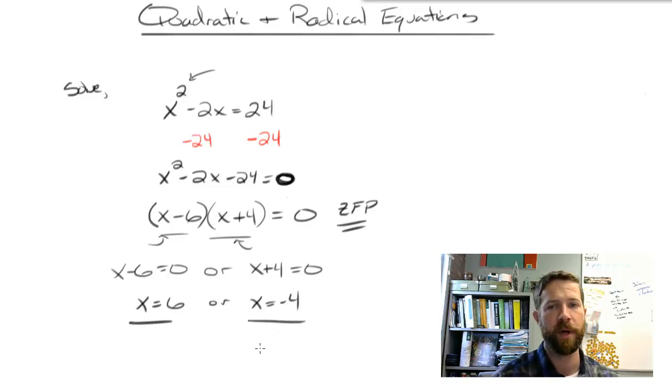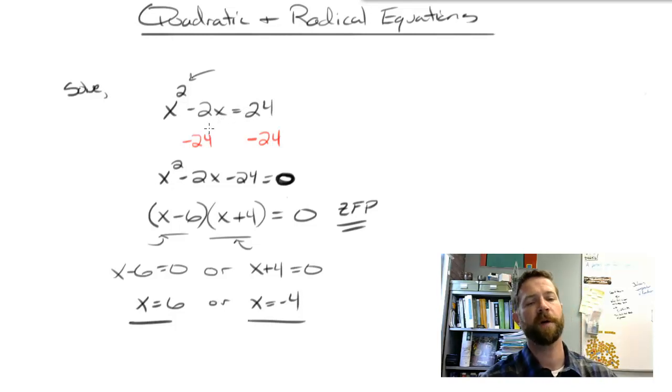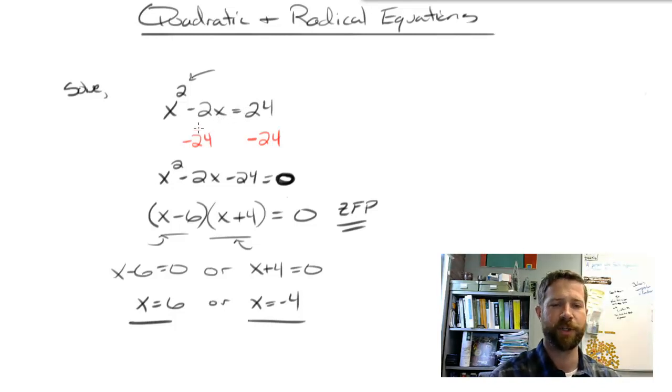And you could test that. I won't show that right now. You could test by plugging those values back in for x here and see if that all works out to be 24 after you square and then multiply by 2 and subtract. That's called solving by factoring. And this could be easier or harder depending on how hard it is to factor the non-zero side.